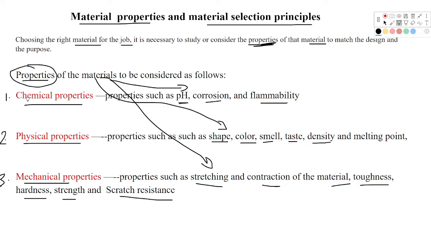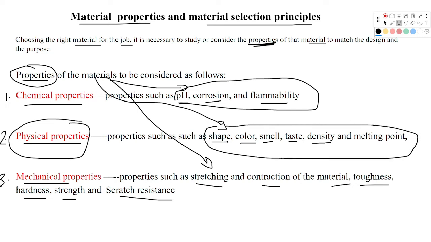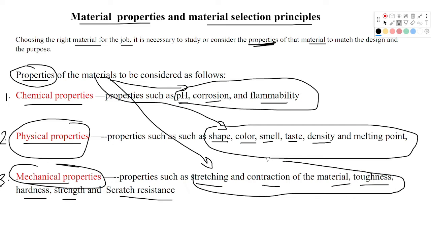So three properties: chemical properties, check pH, corrosion, flammability. Physical property, check shape, color, smell, taste, density, and melting point. Mechanical property, then you check the stretching, contraction of the material, toughness, hardness, and also the scratch resistance.